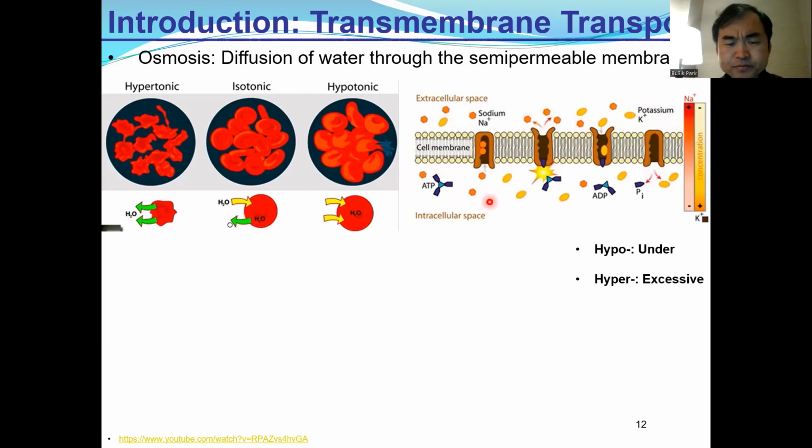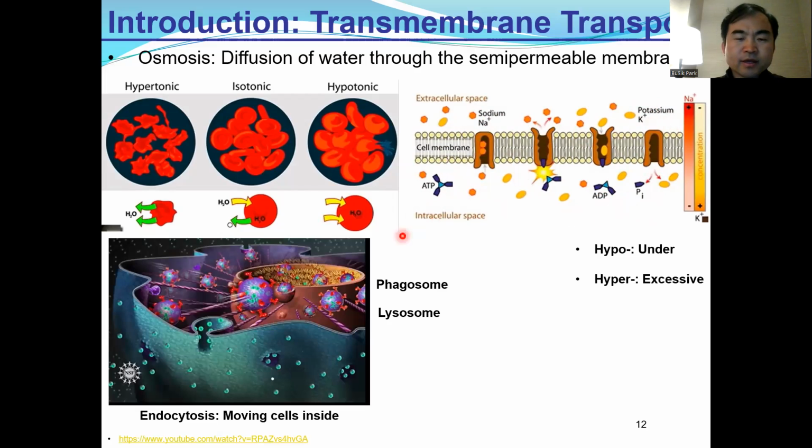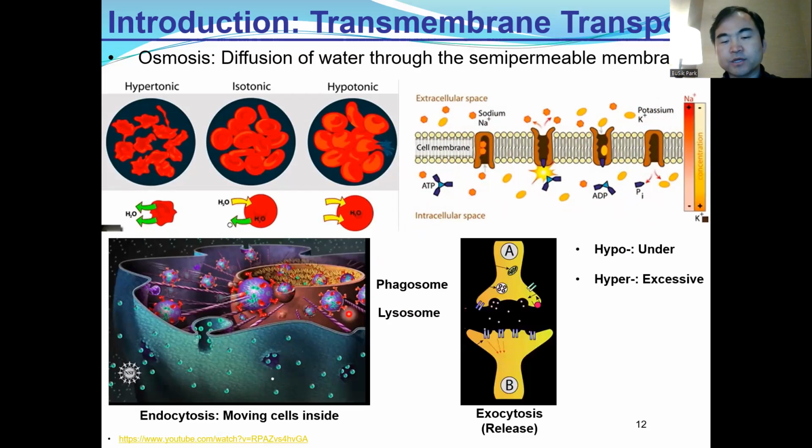In the extracellular space, the sodium ion and the potassium ion can move through with spending ATP; ATP becomes ADP, and with this, sodium and potassium ions can move. Endocytosis is moving things inside the cell, and exocytosis is releasing signal molecules.